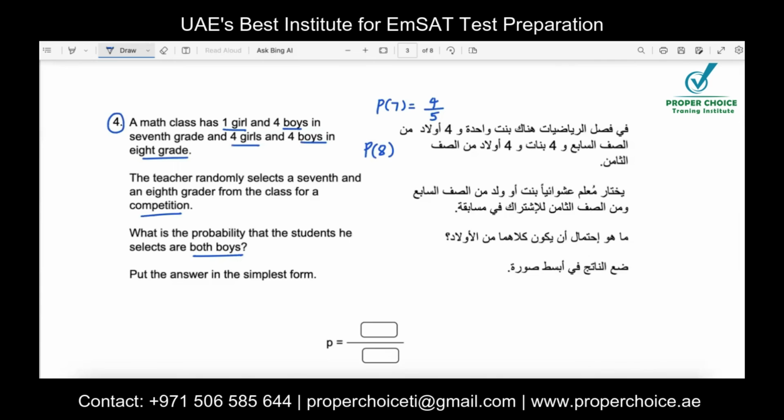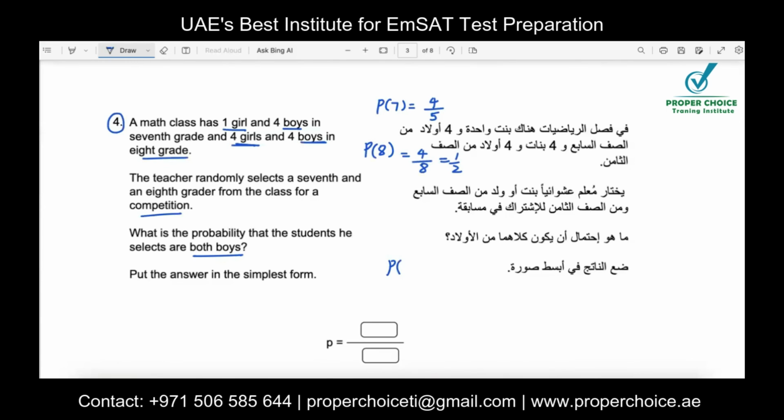In the 8th grade, there are 4 boys and 4 girls. The probability of boys here will be 4 out of 8, which is the same as 1 by 2. Now, the question is, what is the probability that the students he selects are both boys?